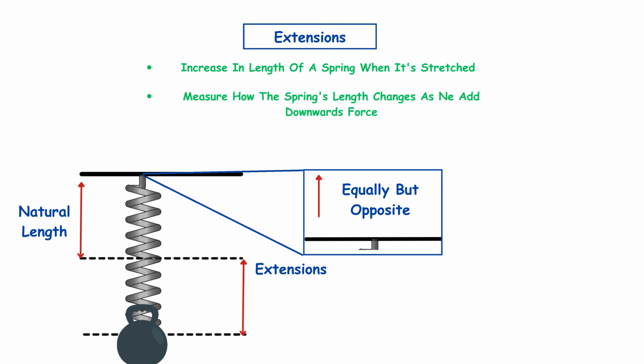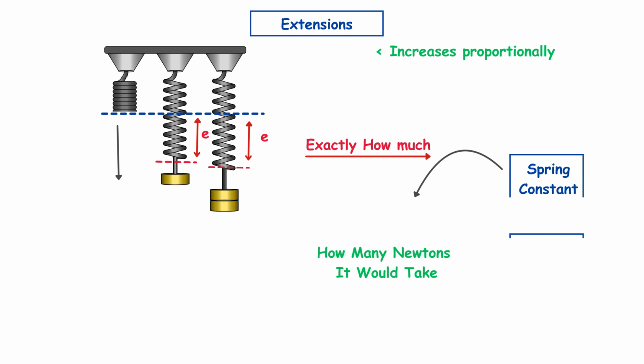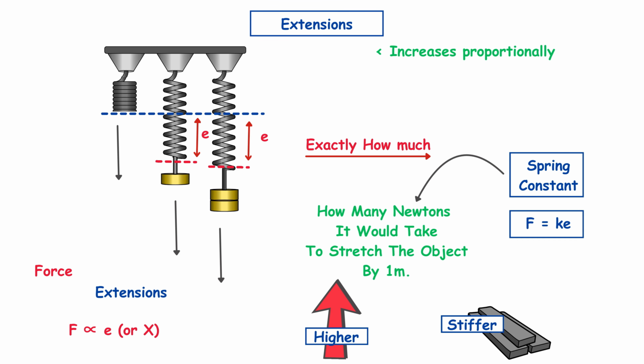When a mass is added to the spring's bottom, the additional weight pulls downward, causing the spring to stretch further. This extra stretch is measured as the extension. Importantly, the solid support holding the spring also applies an equal and opposite upward force, which is why the spring remains suspended instead of falling. As we gradually increase the force acting on the spring, such as by adding more mass, the extension also increases. This relationship is proportional, which we can describe with the phrase force is proportional to extension.